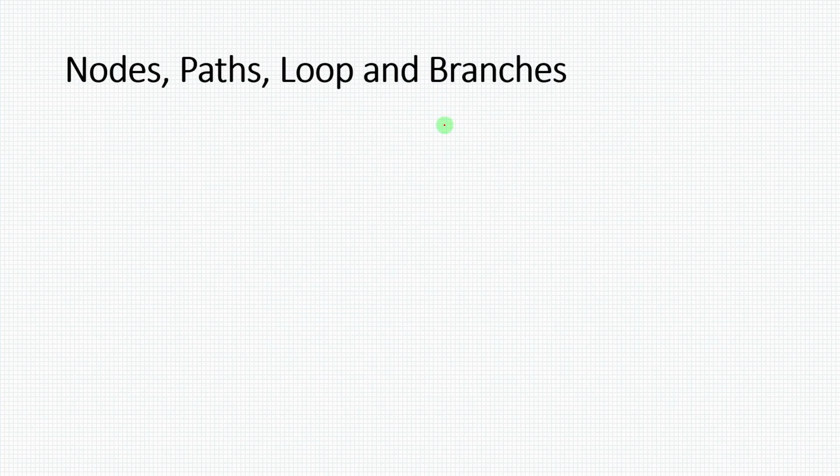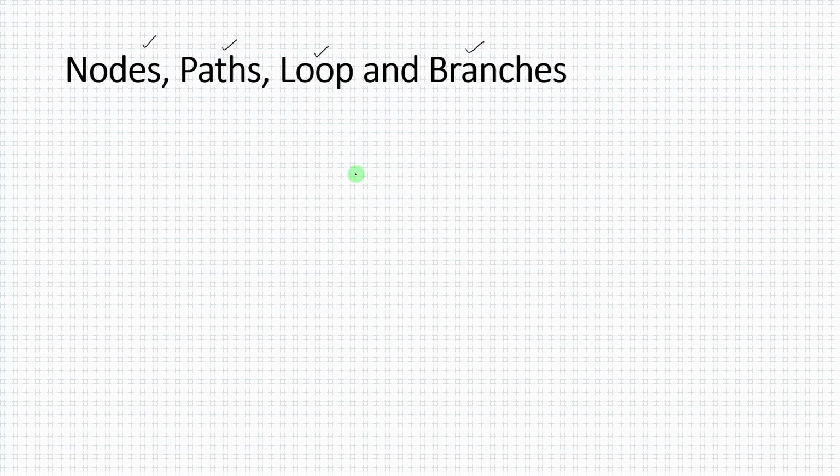So in this video, we will start our discussion on some very basic terms which you have to understand for networks and circuits, which are nodes, paths, loops and branches. Now these are very basic terms, and the importance of these terms is that when you go to understand circuits, these type of terms will continuously come in the literature.